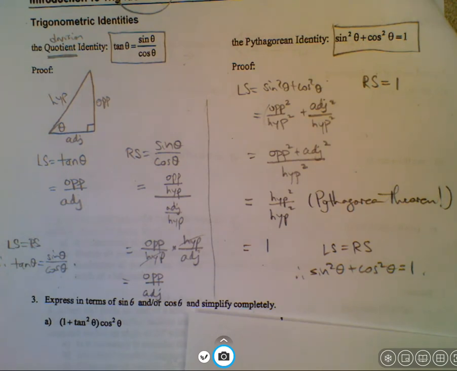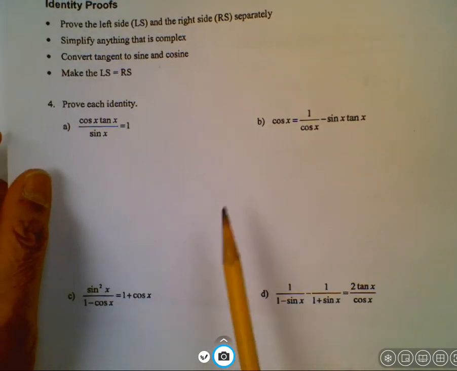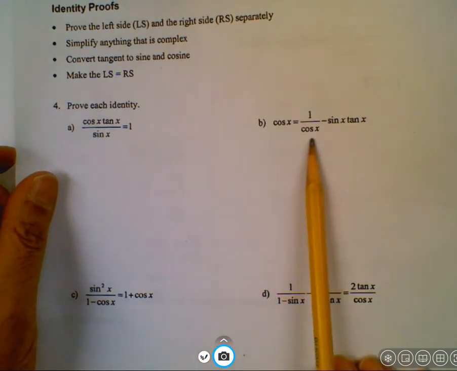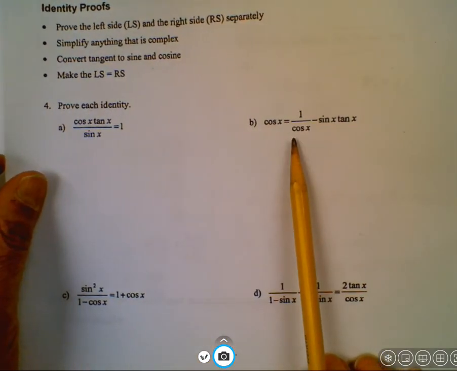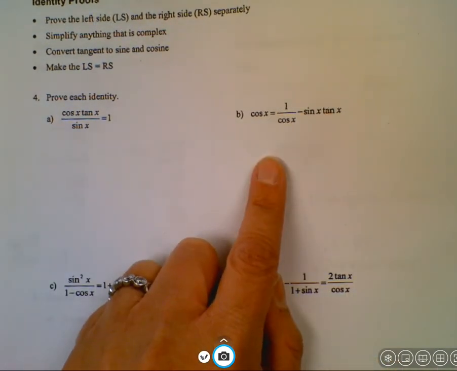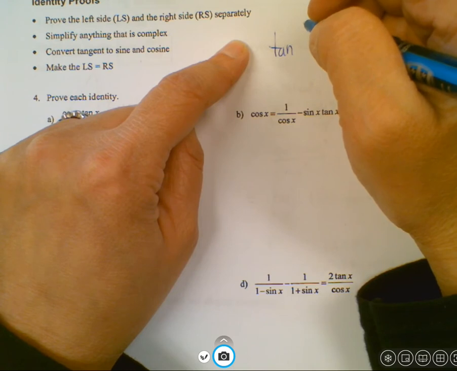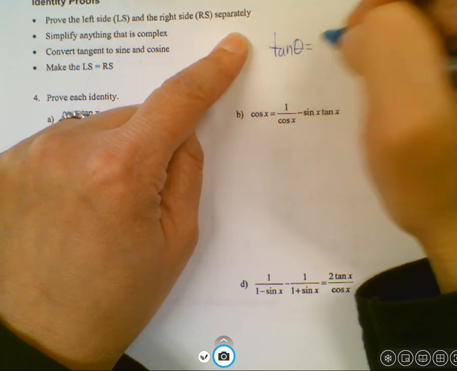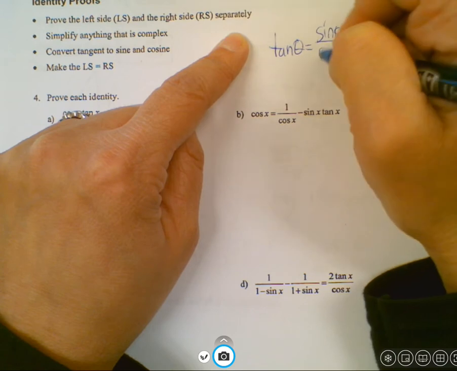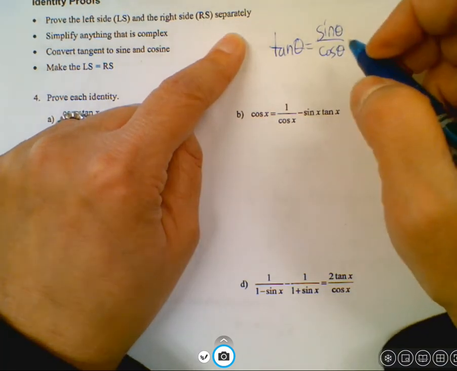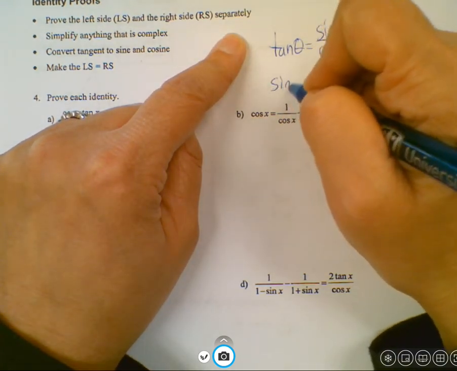So for example, if I take a sample page, so let's say I take this one over here, I'll prove the identity. Okay, so let's say I take this one. So I'll just do the example. So remember, I'll write it on top. The only tools that we have are the reciprocal identities, the quotient identity, which is this one, and the Pythagorean identity, which is this one.